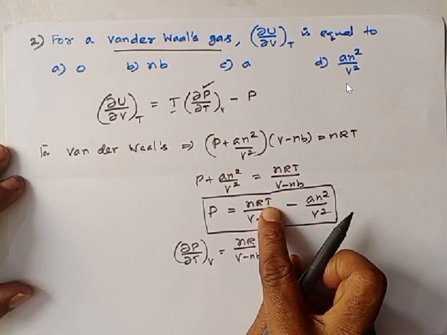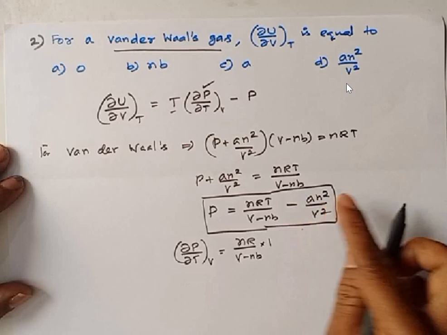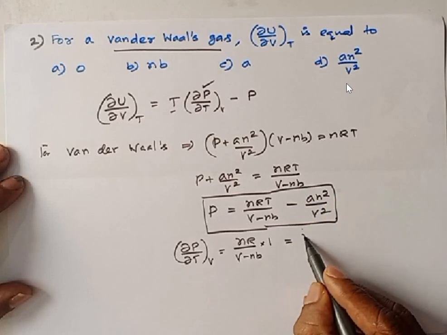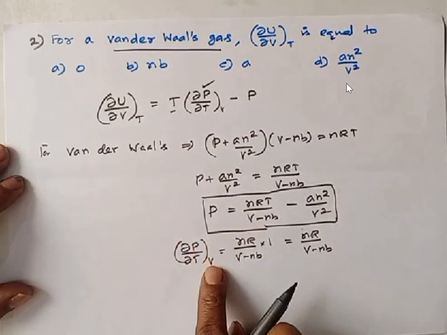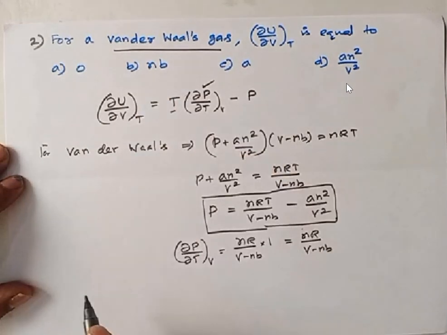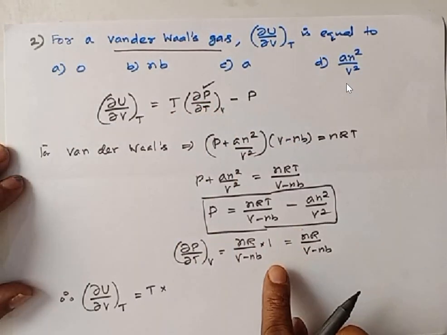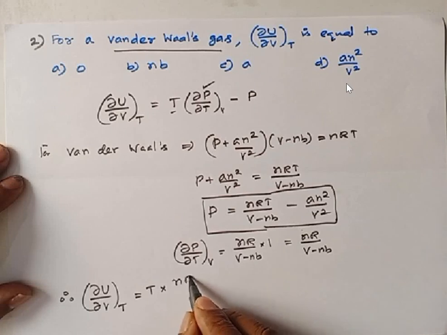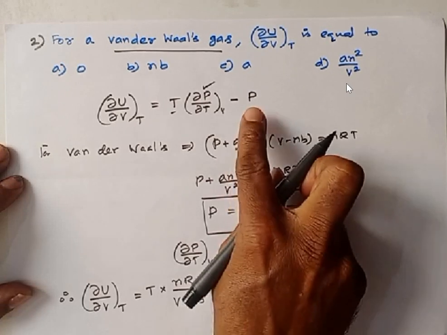Now if I differentiate temperature, I'll get 1. Here all the terms are constant, so it becomes 0. Therefore what we get is nR by V minus nb. This is the value of this differential quantity. Now therefore dou U by dou V at constant temperature equal to T into, in the place of dou P by dou T at constant volume, I'll place this value nR by V minus nb, minus pressure is there.